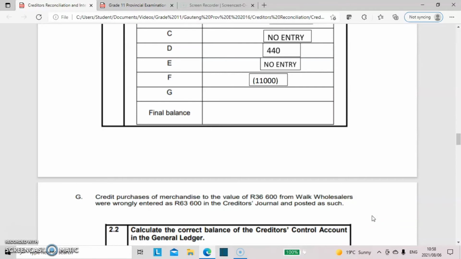So I made a mistake in the creditors journal, right? To fix this mistake, if there's a mistake in the creditors journal, it carried over to my creditors control account and my individual creditors accounts. So I'm going to work out the difference and then I'm going to deduct it, because we overstated the purchases that we made. So we actually increased our credit. So now we need to decrease our credit.